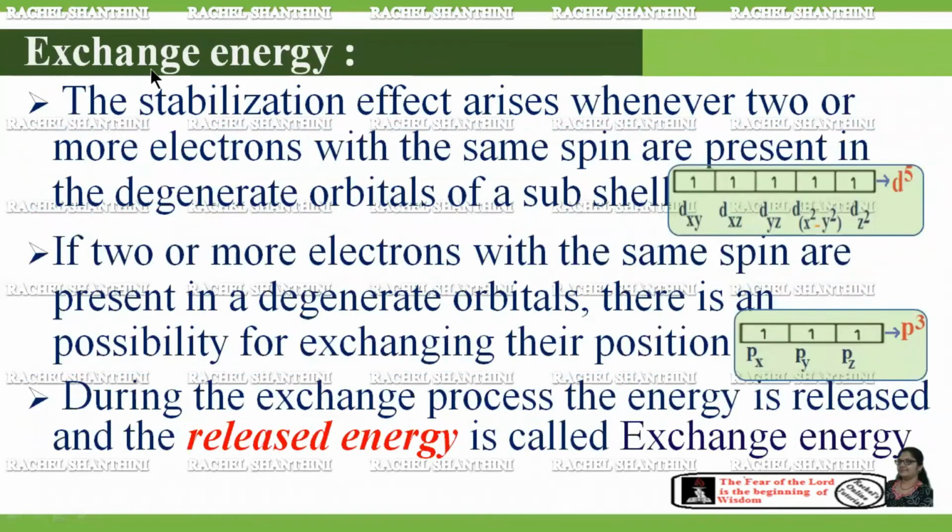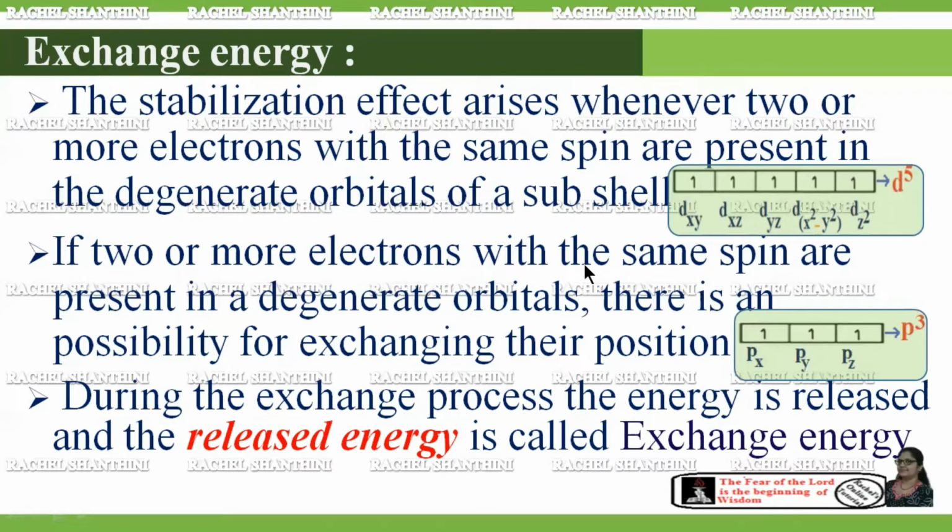Now let us see the next concept, exchange energy. The stabilization effect arises whenever 2 or more electrons with the same spin are present in degenerate orbitals of a subshell. If you see the orbital diagram of degenerate d orbitals and p orbitals, the electrons present in the d orbital and p orbital here have the same spin, right? That's why we have represented it by drawing an upward arrow mark in all these suborbitals.